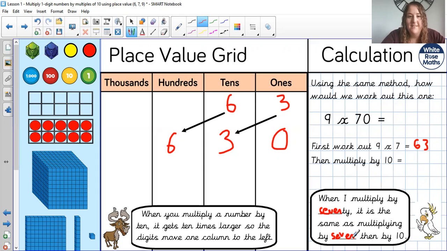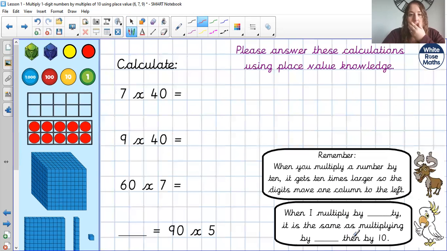Everyone happy so far? Okay, your turn then. So please answer these calculations and have a go here. Remember that when you multiply a number by 10, it gets 10 times larger. So the digits move one column to the left. And you can use Coco's phrase there to help: when I multiply by something ty, it's the same as multiplying by something and then by 10. So I'm going to ask you to pause the video here and have a go at these, and then we'll go through them in a moment. Good luck.